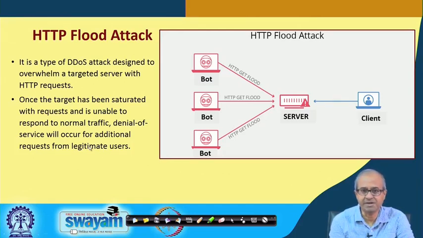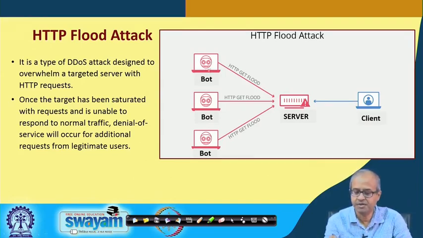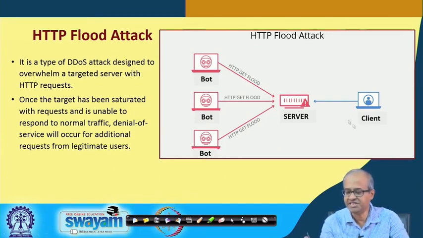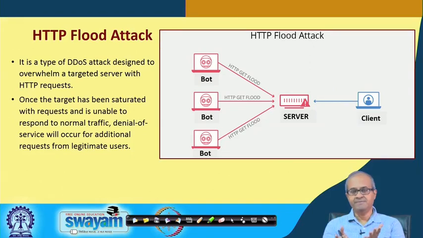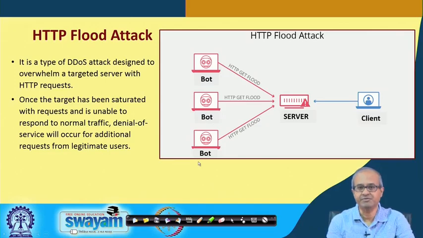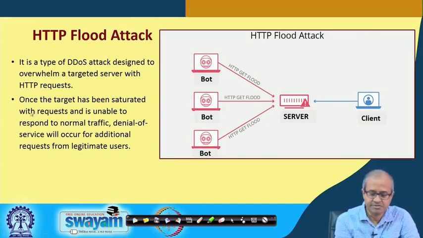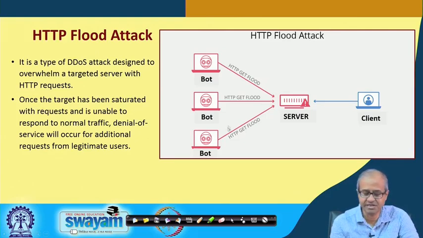Now, the concept is similar. By sending a large number of HTTP requests, like in this picture you see, these bots are all sending HTTP requests to a server, and the server is becoming flooded with these requests. If there is a legitimate client on the other side who is actually trying to use the server, the client will find that the server is not accessible. It has become very slow because of this large number of HTTP requests that these bots are sending to the server. So, it is mentioned here, once the target has been saturated with these HTTP requests, denial of service will occur. Legitimate requests cannot be serviced.